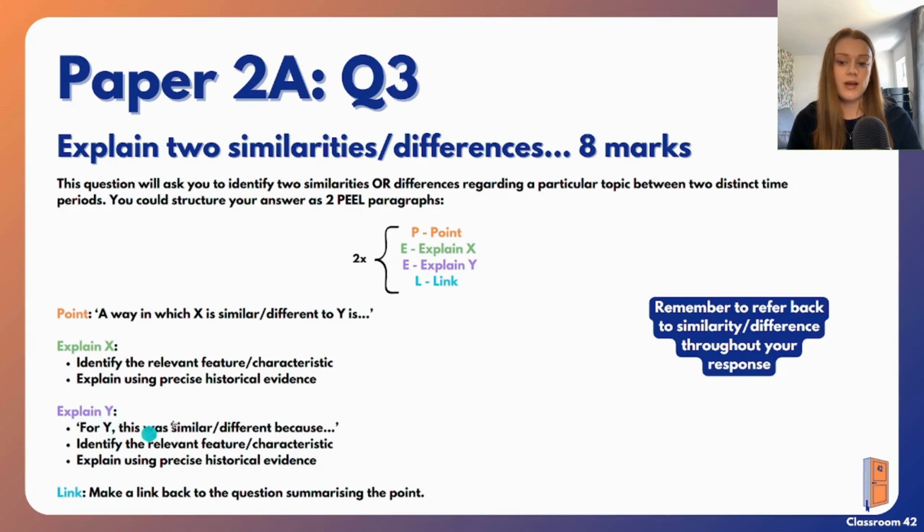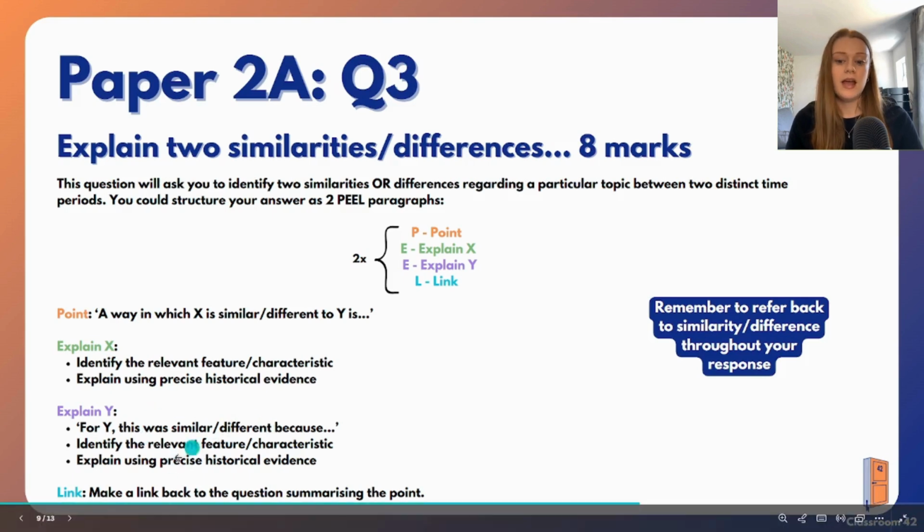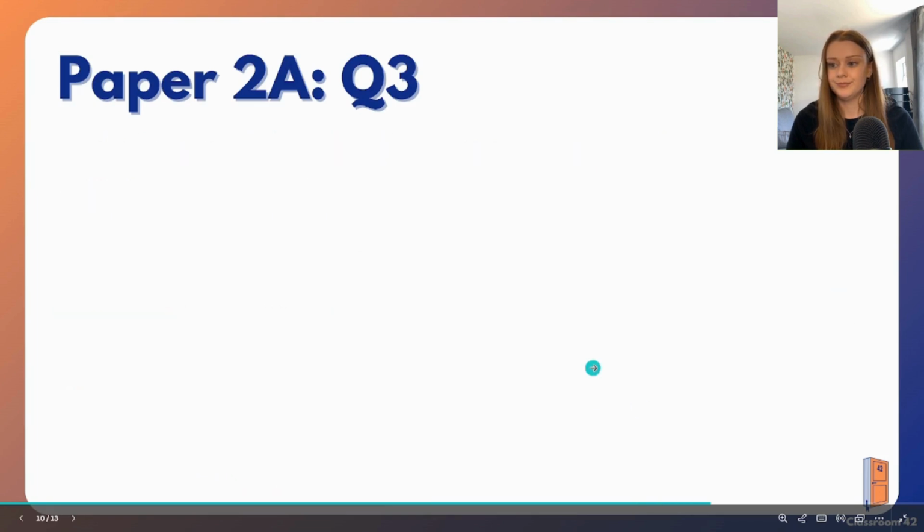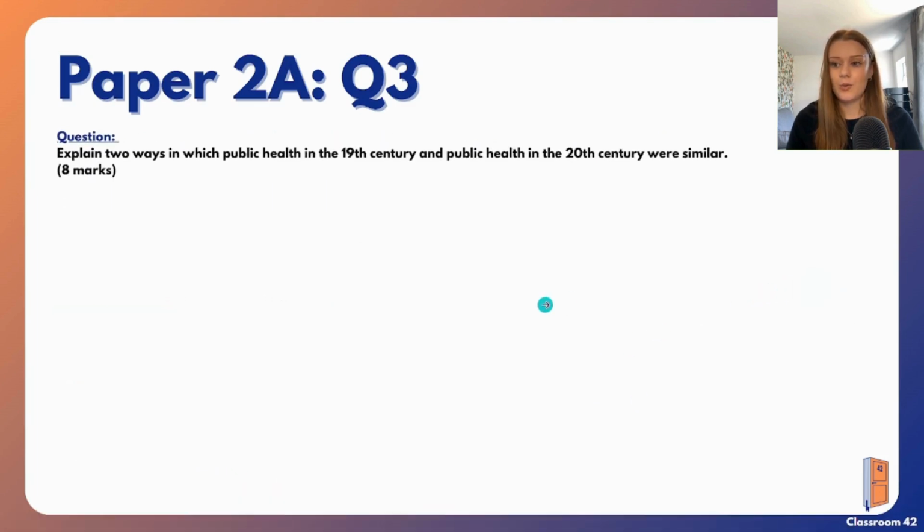So for example, for Y, this was similar or different because, and doing the exact same with identifying the relevant feature and explaining using historical evidence. And then finally, we can do a quick link back to the question, just summarising our point. So let's have a look at an example question for this one.